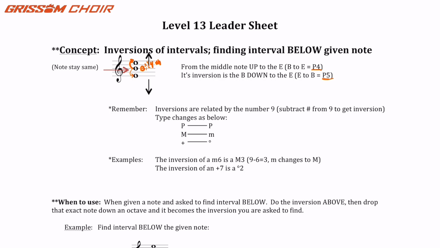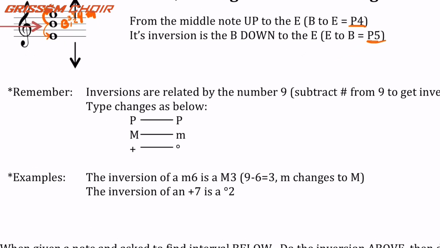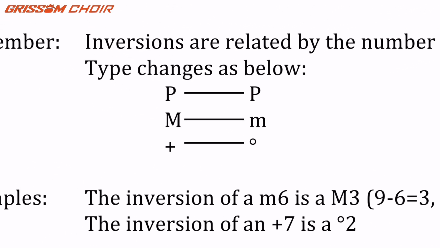The first thing you need to remember is that inversions are related by the number 9. Whenever we are trying to find the inversion, we find the interval and subtract that number from 9 to get the inversion. We will also have to change the type of interval afterwards. A perfect interval will stay a perfect inversion.